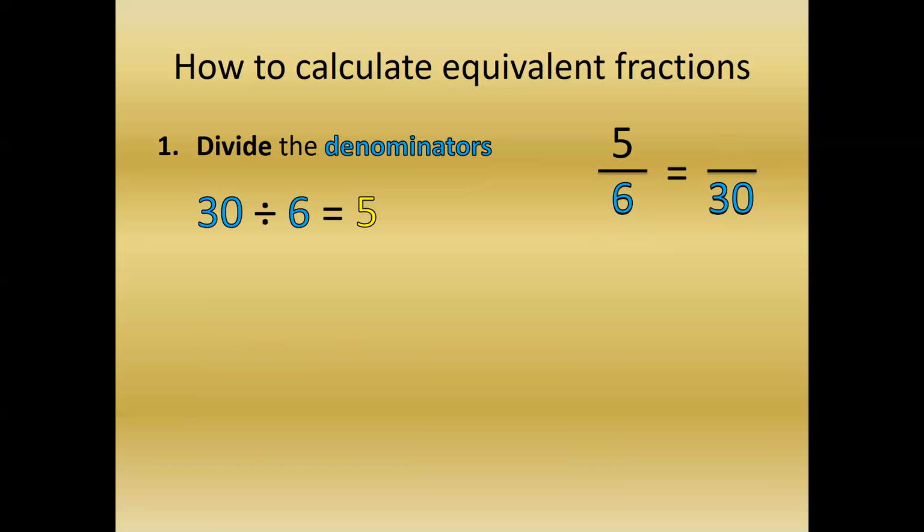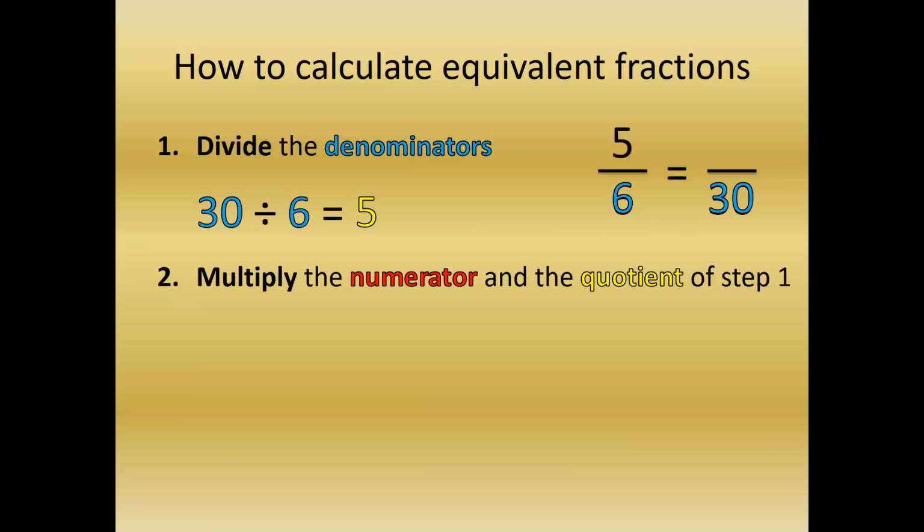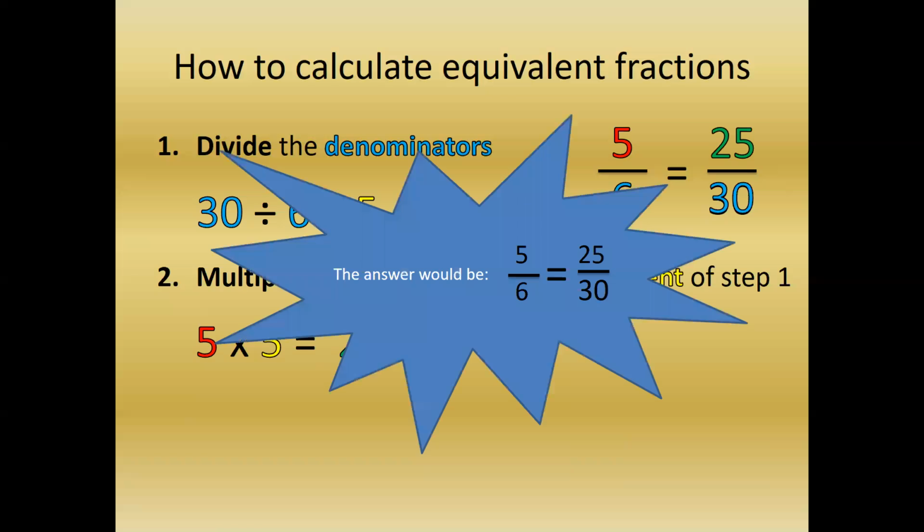It would equal 5. So now step number 2 is to multiply the numerator and the quotient of step number 1. So the numerator is 5 and the quotient is 5. So you'd be doing 5 times 5, which is equal to 25. So 25 would go above the 30 there. So the answer would be 5 over 6 is equal to 25 over 30.